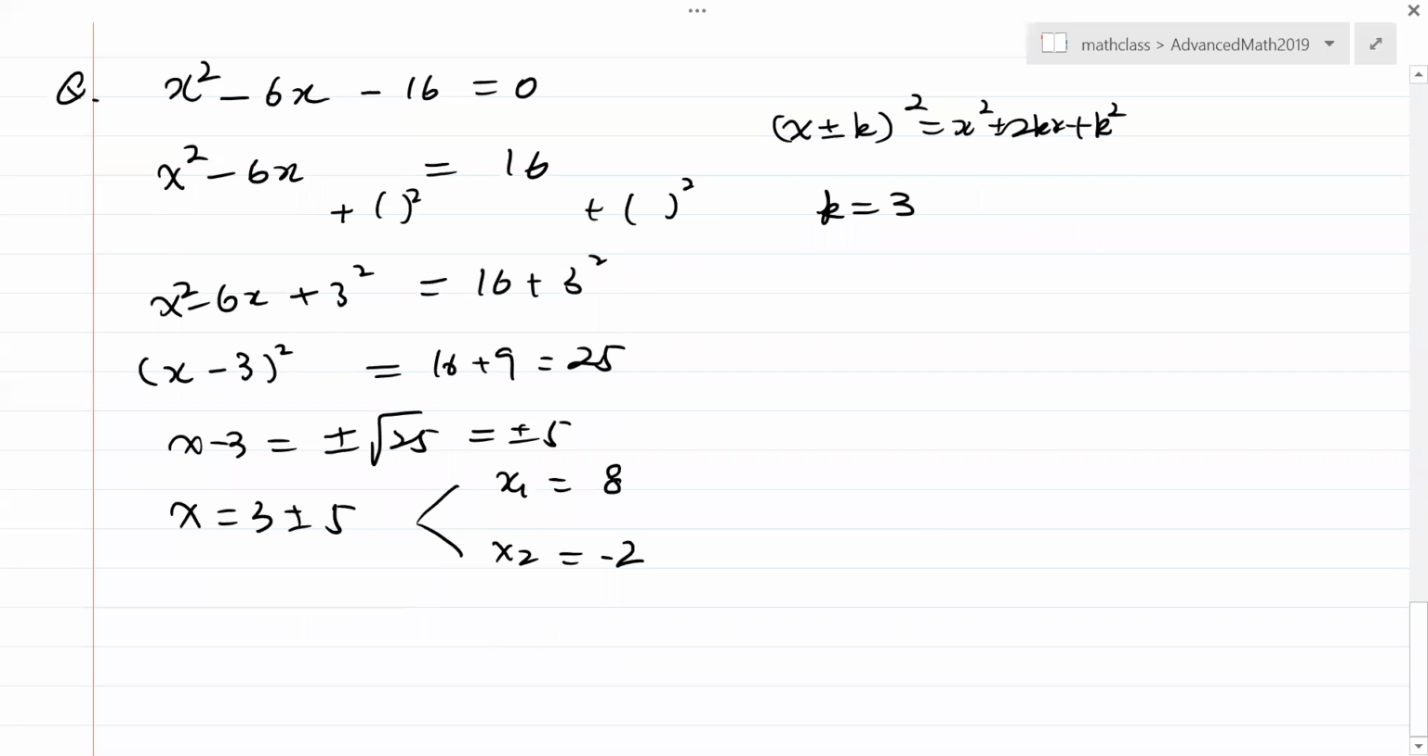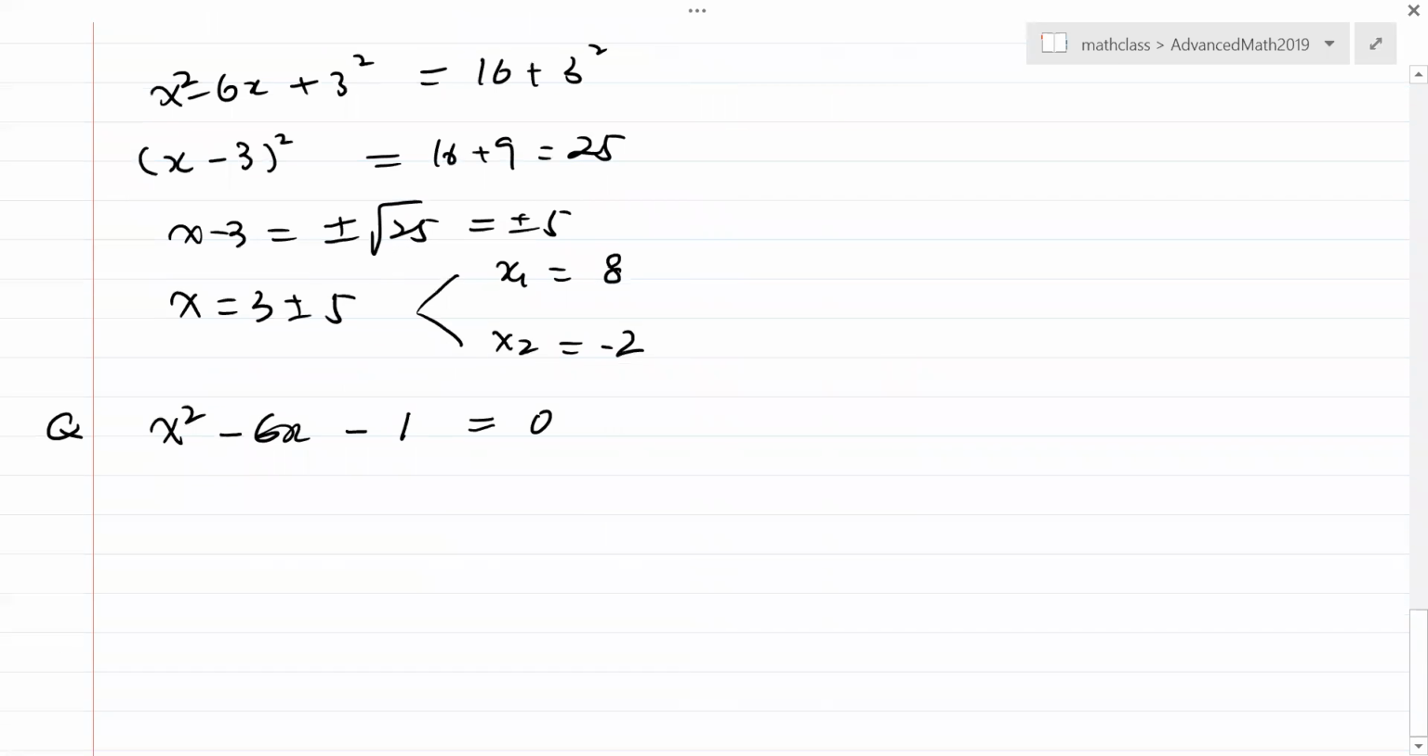Now, next, we are going to practice on this. I'm going to ask you to solve the problem x squared minus 6x minus 1 equals 0. Can you do this problem? Okay, find the two solutions.